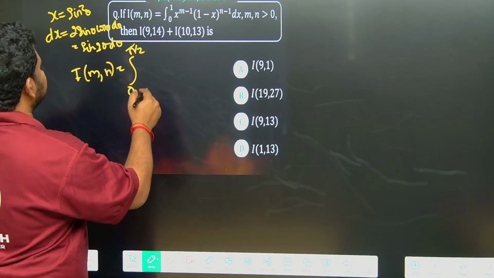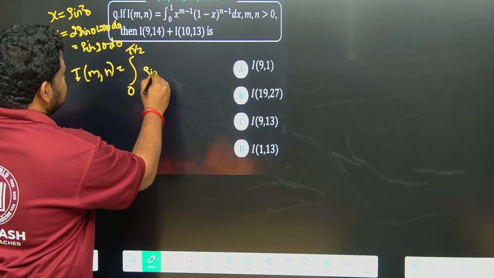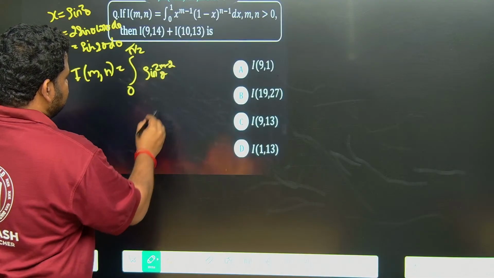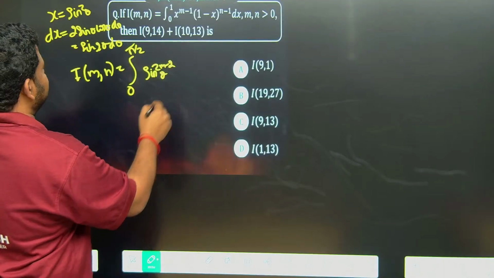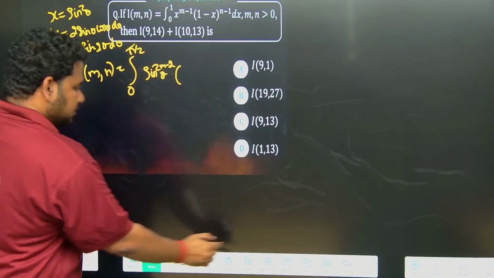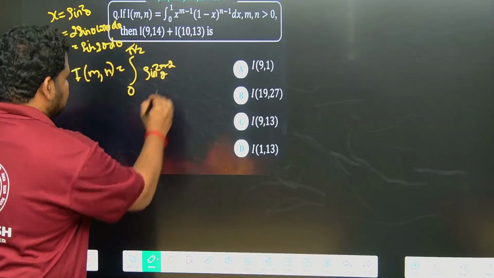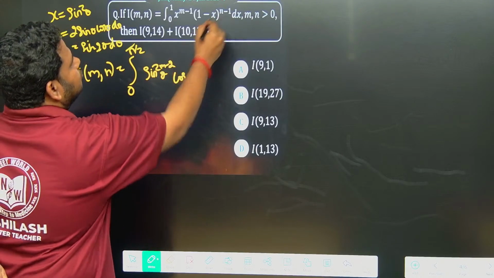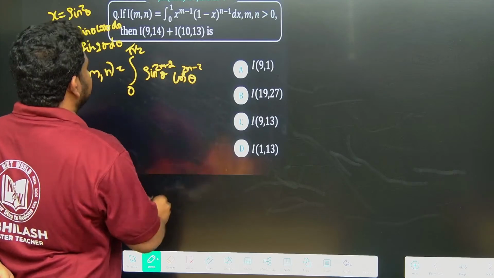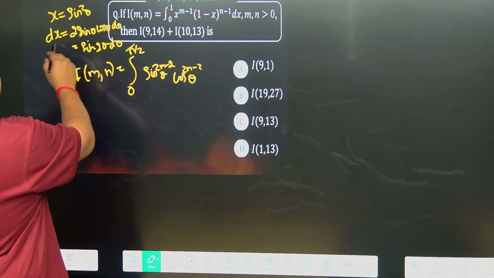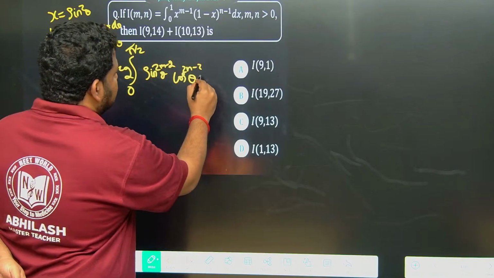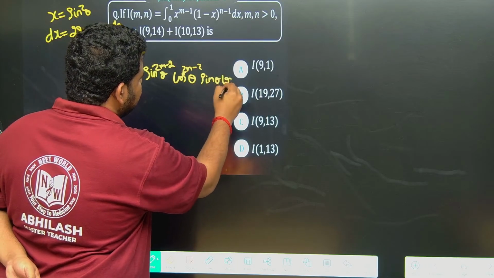x to the power of m minus 1 is nothing but sin square theta to the power of m minus 1, that is sin to the power of 2m minus 2 theta. 1 minus x is 1 minus sin square theta, which is cos square theta. So cos square theta to the power of n minus 1 means cos to the power of 2n minus 2 theta. And dx can be written as 2 sin theta cos theta d theta, so I can write 2 outside, and sin theta cos theta d theta.